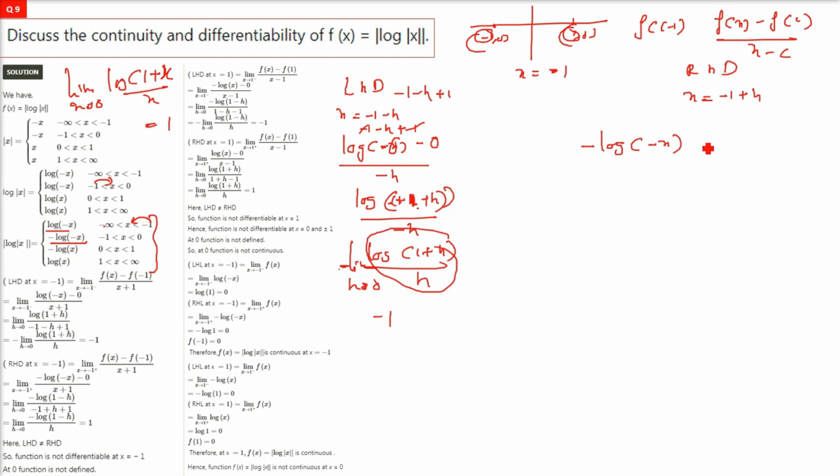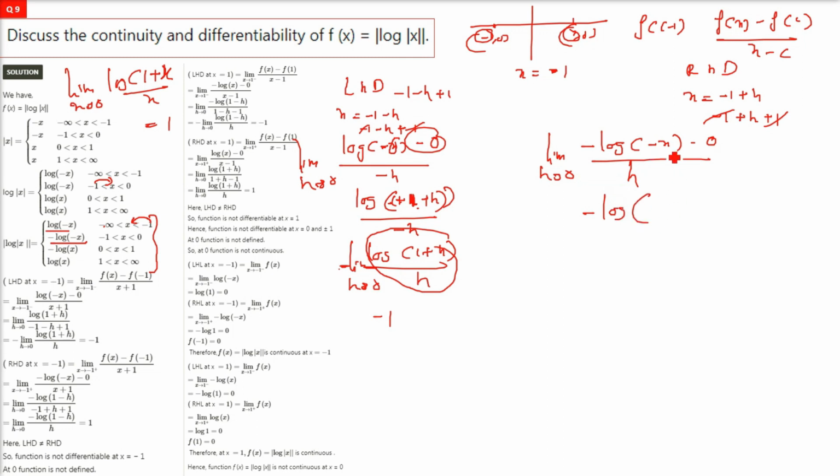Of course, at x equal to minus 1, the y is going to be 0. So f(c) is 0. x minus c. So minus 1 plus h minus of minus 1, that is going to be plus 1. This gets cancelled. You have an h in the denominator. Limit h tends to 0, you have to write. I'm not writing it, you have to write limit h tends to 0 in each step. Even if I forget, you have to write it.